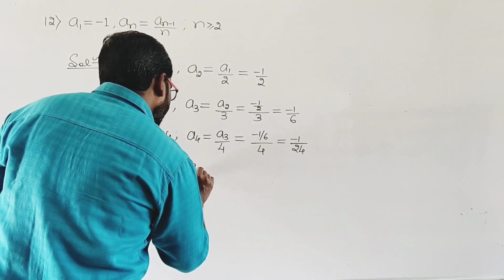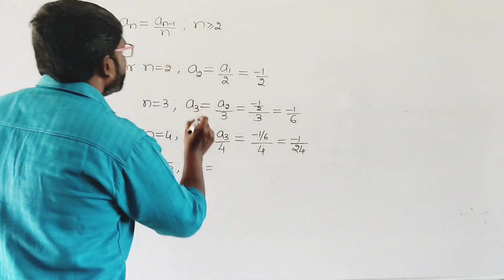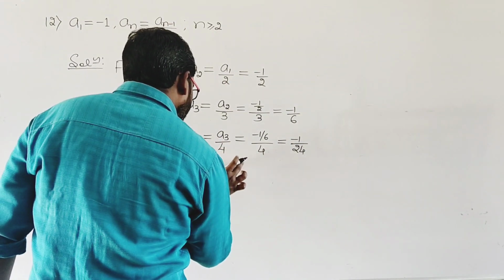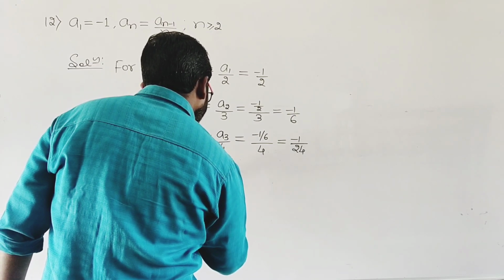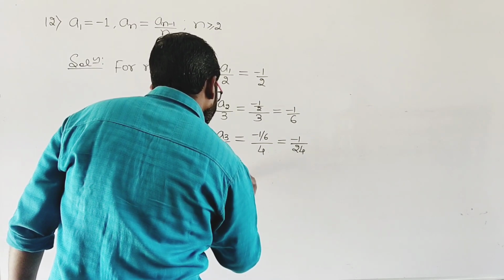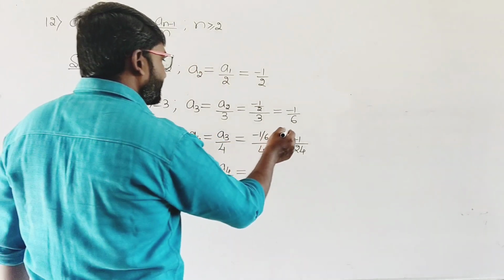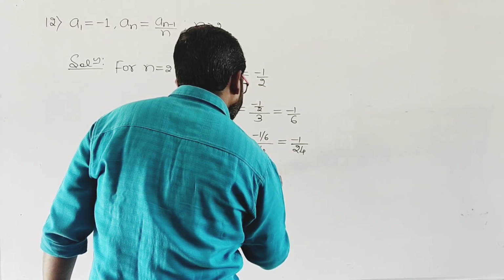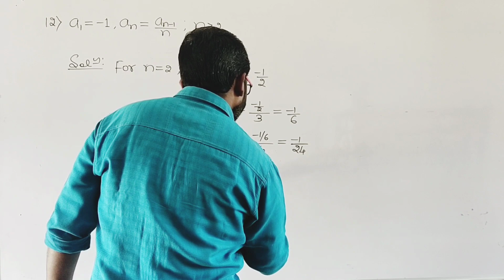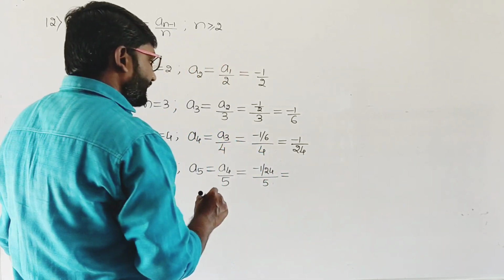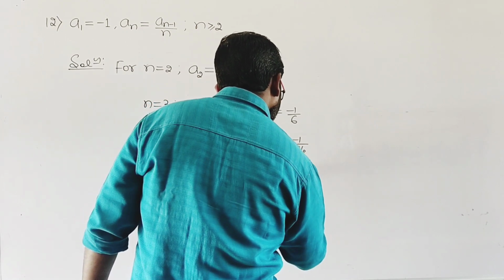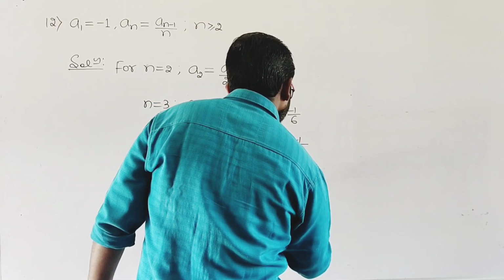you get a5, which is equal to, so 5 minus 1 is 4, you get a4 divided by 5. Then what is a4? It is minus 1 by 24. Minus 1 by 24, then divided by 5. Now 24 into 5 is 120. Minus 1 divided by 120.